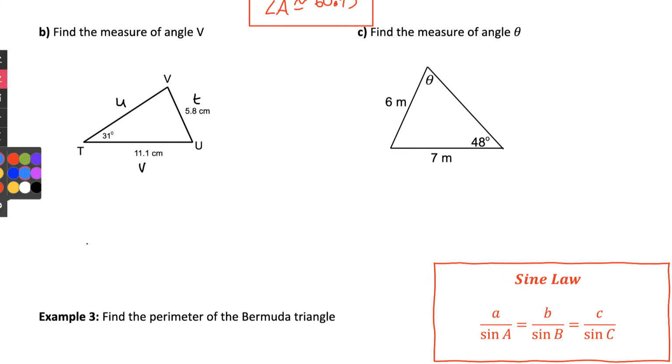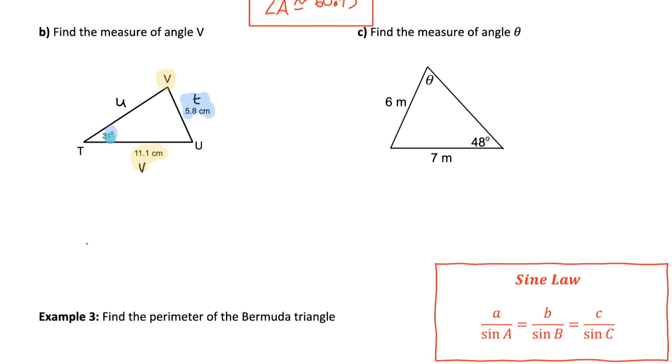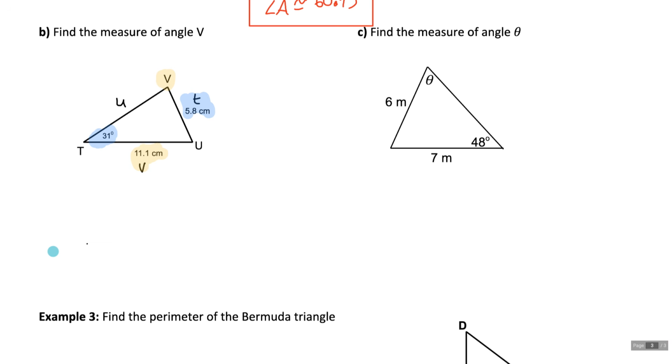So when figuring out what ratios to use, we'll always use the ratio that involves the angle we want. We want angle V, so we'll use V over sine V. And then the other ratio we choose, we need to know both pieces of information. I know side T and angle T. So I'll use that ratio as well, and I can set those ratios equal. That's what sine law tells me I'm allowed to do. So V over sine V, so 11.1 over sine angle V, I don't know angle V, that's our unknown, equals T over sine T. And the length of side T is 5.8 over sine of angle T, which is 31 degrees.